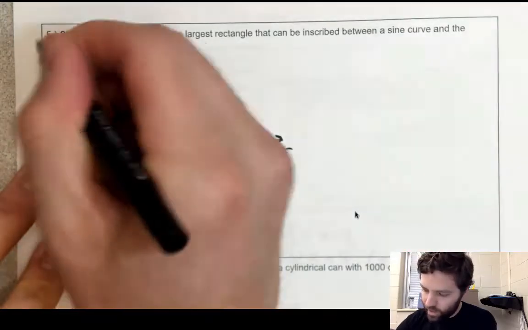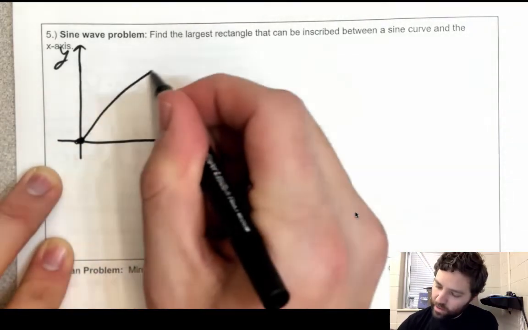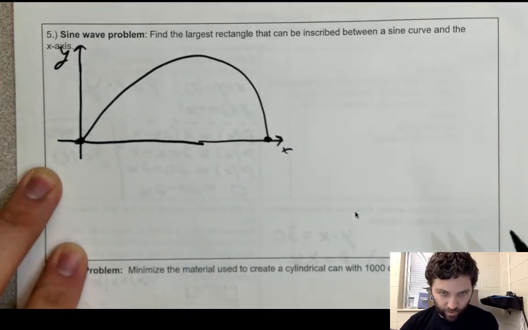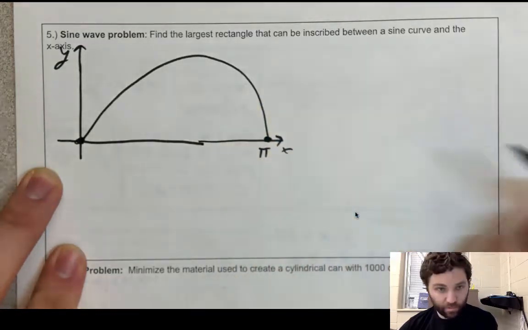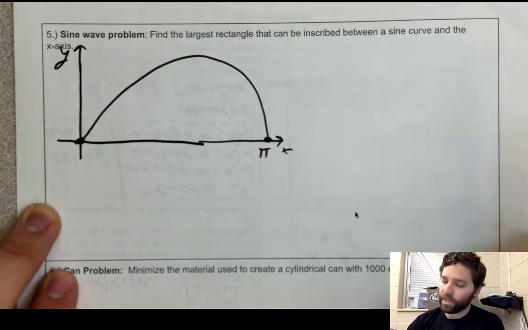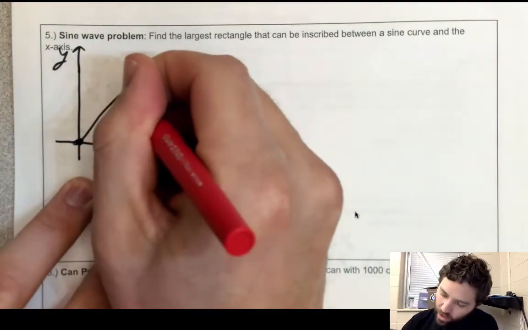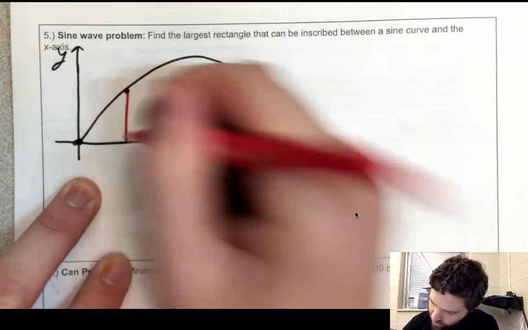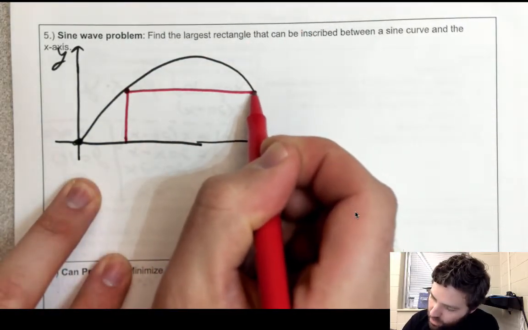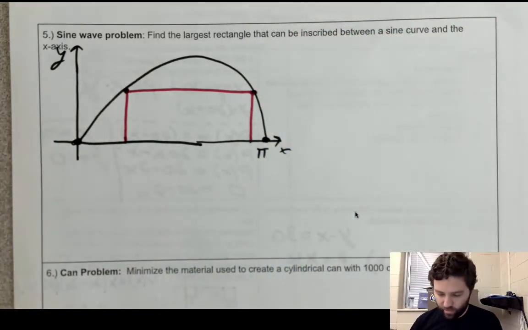So here would be our x and our y axis. All right, and so sine starts off here at 0, 0, goes up like this, comes back down. We should probably label this point. Hopefully you know that that is pi. That's the first wave, the first arch of the sine curve. Now what we're going to do is sketch a rectangle inside of it. That's what we mean by inscribe. And we want to figure out what are the dimensions of the largest rectangle that can be inscribed in the sine curve. So there's kind of a picture of what we've got going on.